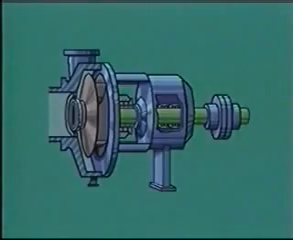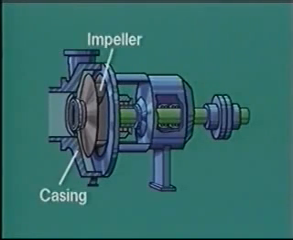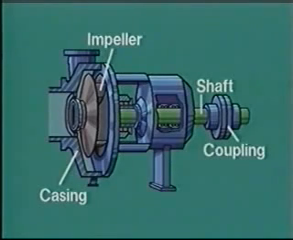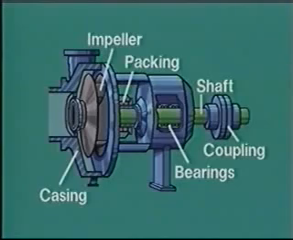When we break it down, we see that a centrifugal pump is actually quite simple, with only 6 main parts. These are the casing, the impeller, the shaft, the coupling, the bearings, and the seals, or packing.